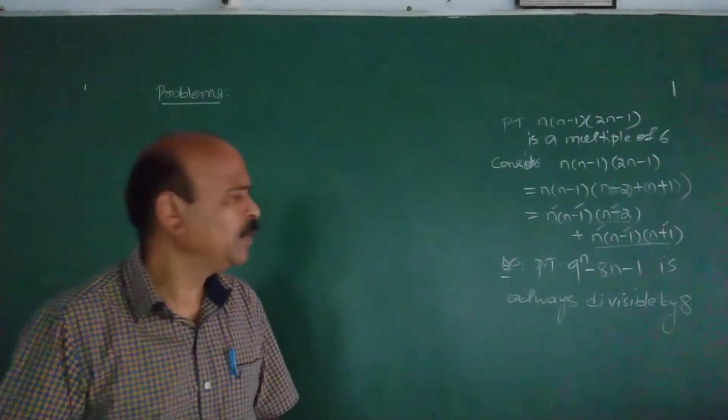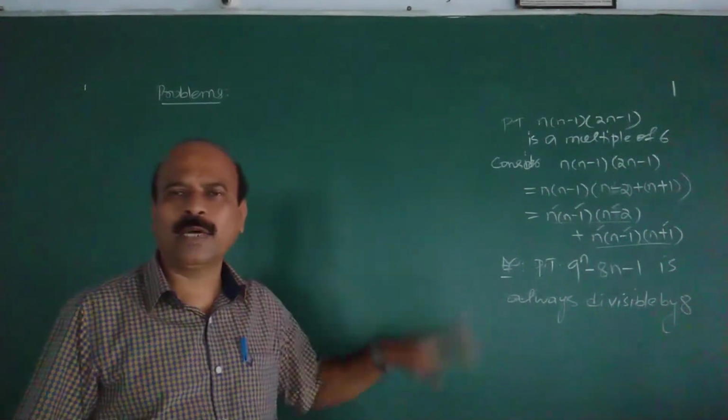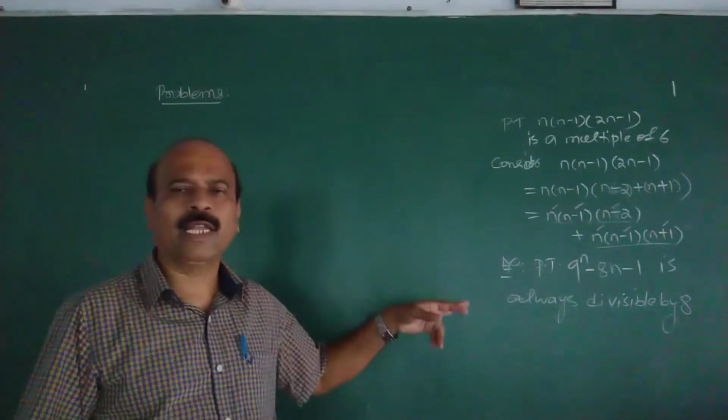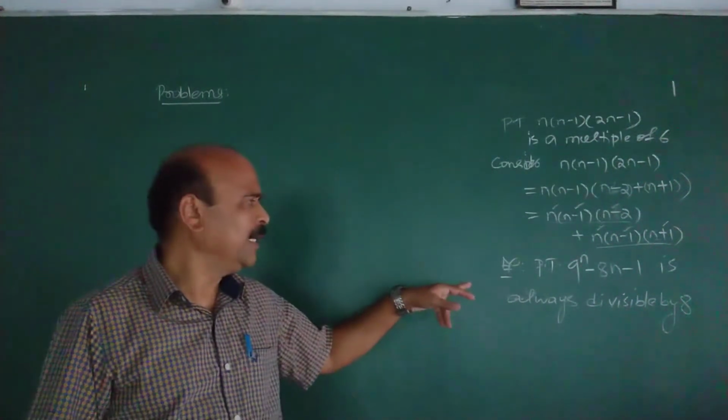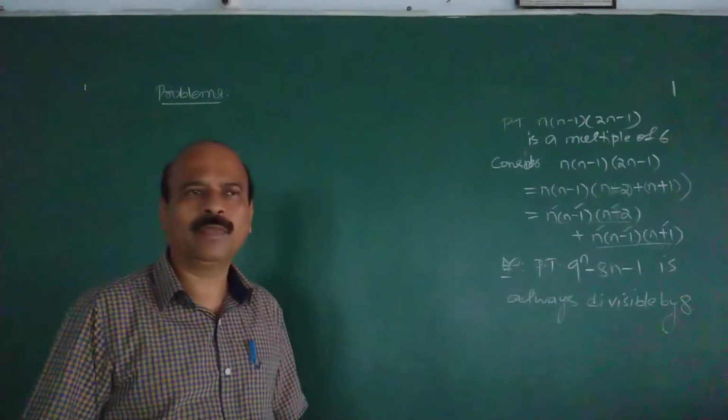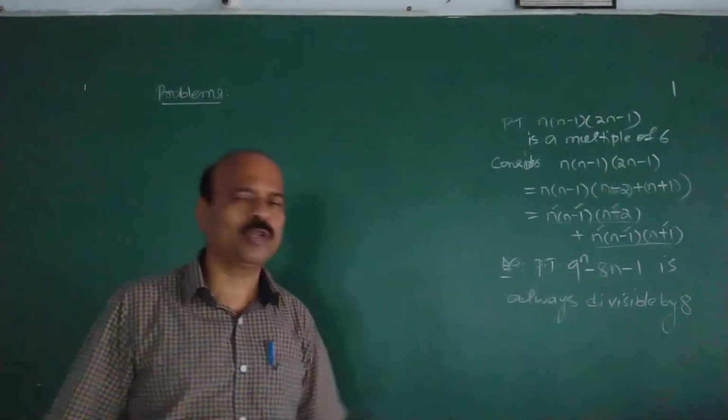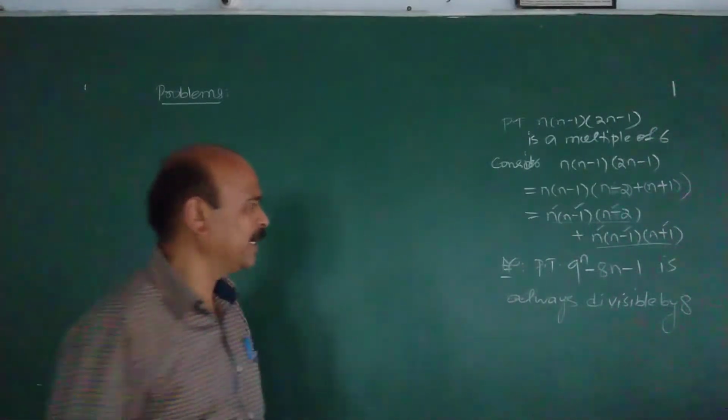What is the principle? First we prove that it is true for n equal to 1. Assume that it is true for n equal to k, where k is a fixed integer. After that, prove that it is true for k plus 1. Then it is true for every positive integer. We use that technique here.